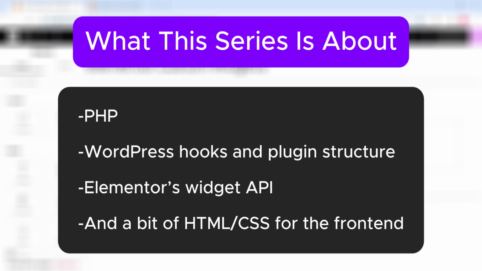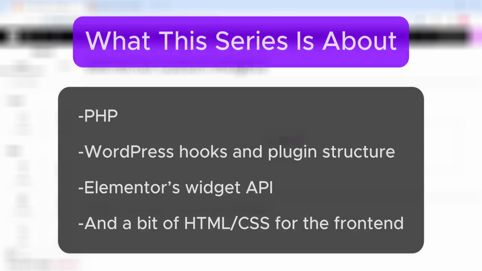What this series is about. Throughout this course, we'll explore how Elementor works under the hood and how to create a custom widget that behaves just like the native ones, but completely built by you. We'll be coding everything from the ground up using PHP, WordPress hooks and plugin structure, Elementor's widget API, and a bit of HTML CSS for the front end. By the end of this course, you'll be able to create and deploy your own custom Elementor widgets.